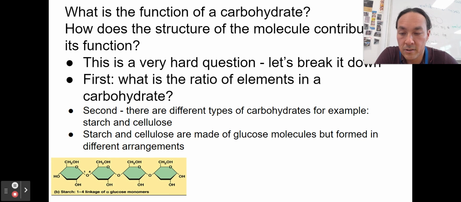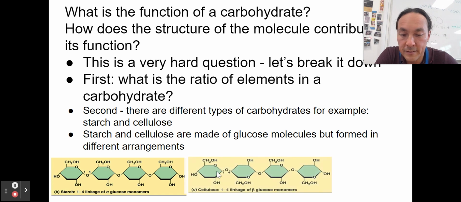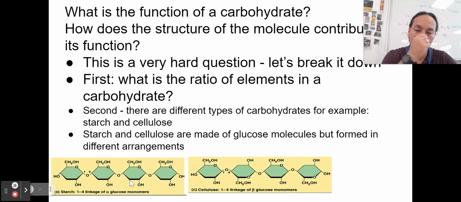So here would be starch. Notice how all of them have the CH2OH on top. And then look at this. In cellulose, it's flipped, right? And so they're made in a different arrangement. These are going to be called beta glucose monomers, and these are alpha. We can eat the first one.